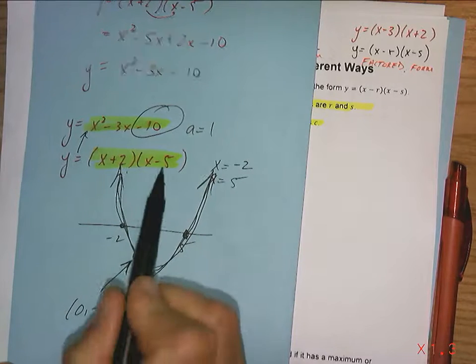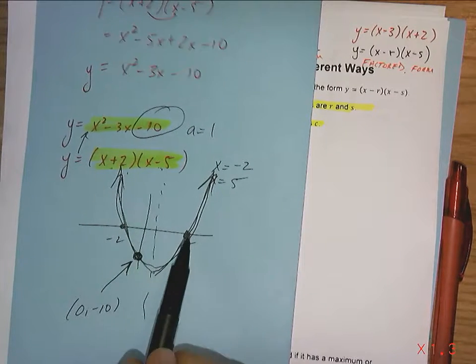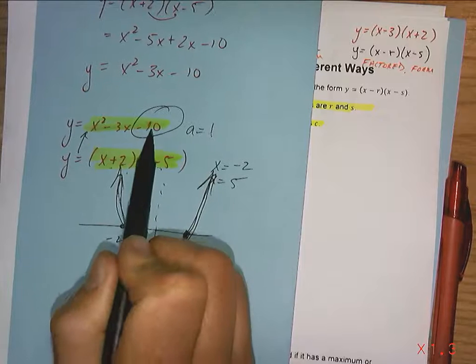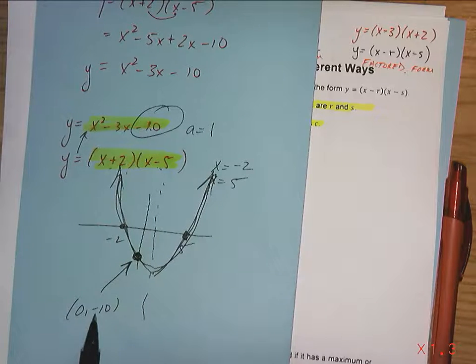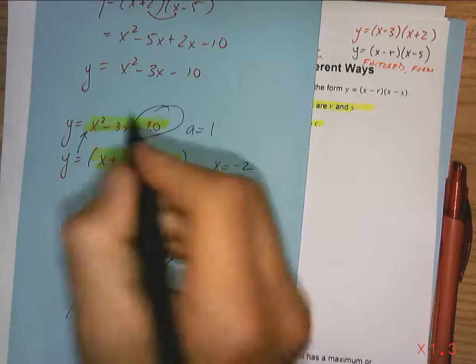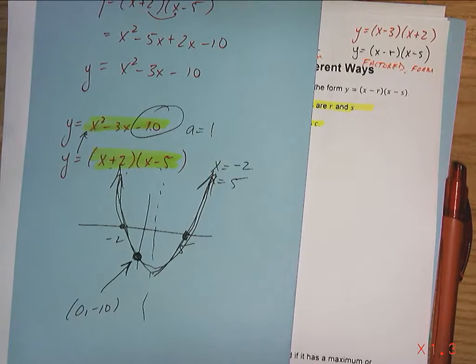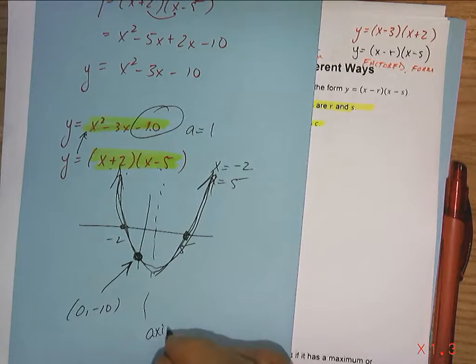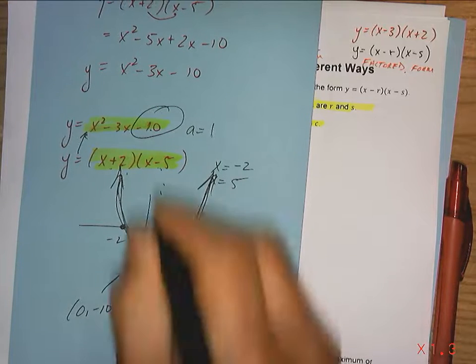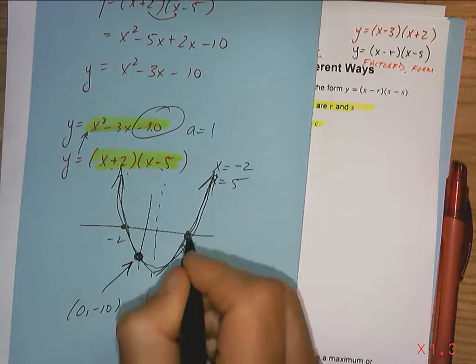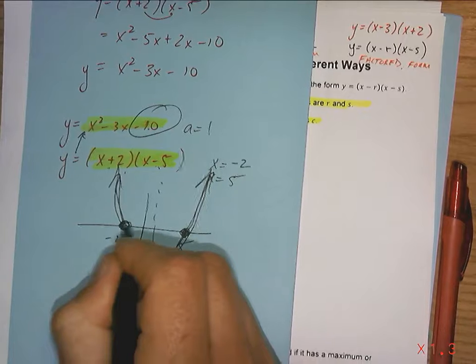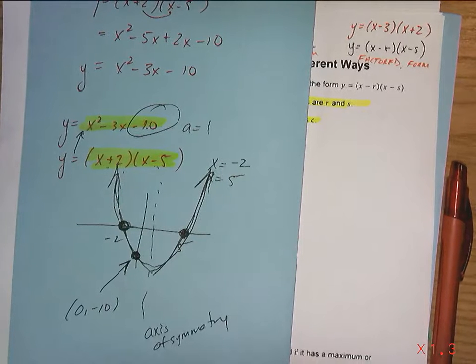So I know my x-intercepts if it's in factored form. I know my y-intercept if it's in standard form. And I can tell if it opens up or down by the a value. We know that the axis of symmetry lies directly between these two x-intercepts. All right. Well, we also know the vertex is here, but we'll get into that later.